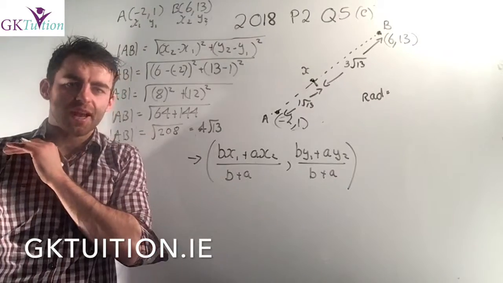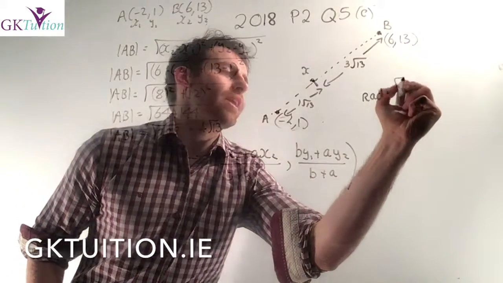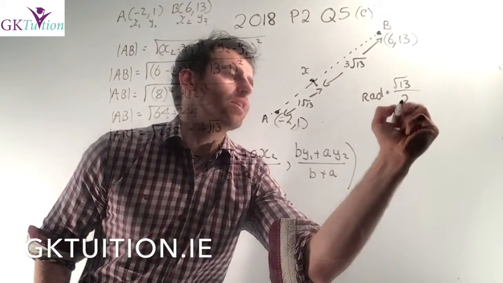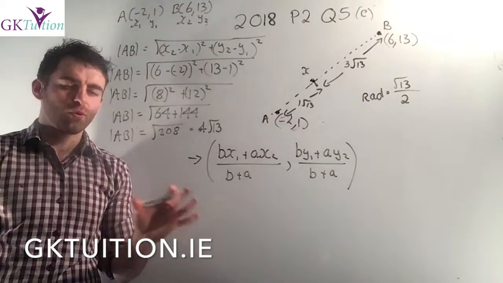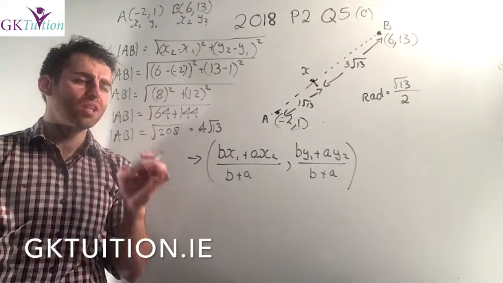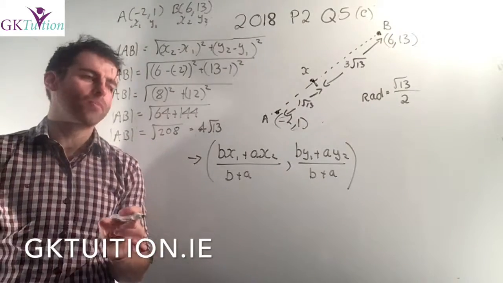The radius, if you have the diameter, you just divide it by 2. So the radius of the circle S is just √13 divided by 2. So it's relatively straightforward to work out your radius. It's a little bit trickier to work out the center.